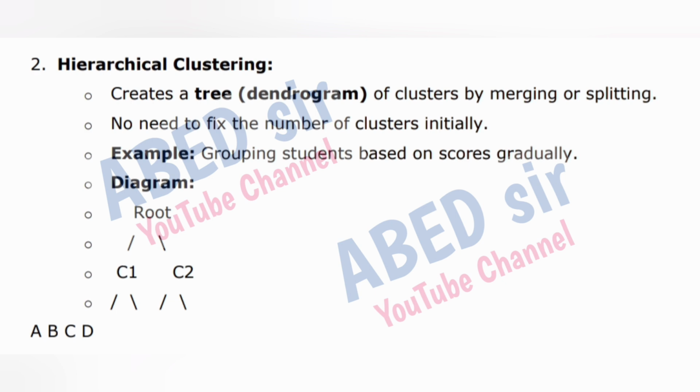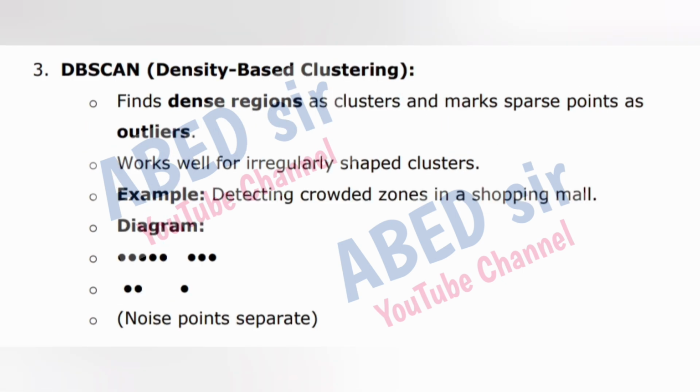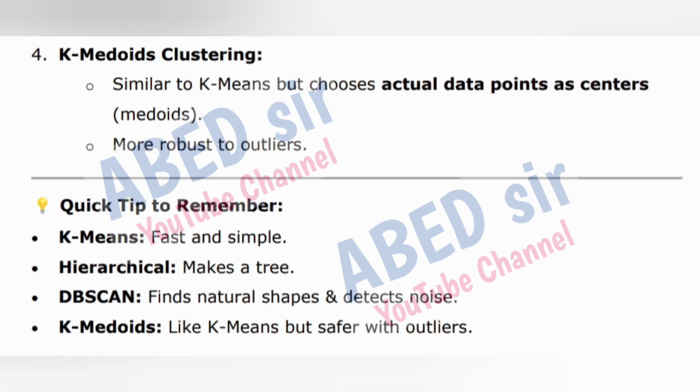Diagram. Root, C1, C2, A B C D. 3. DBSCAN, density-based clustering. Finds dense regions as clusters and marks sparse points as outliers. Works well for irregularly shaped clusters. Example, detecting crowded zones in a shopping mall. Diagram. Noise points separate. 4. K-medoids clustering.